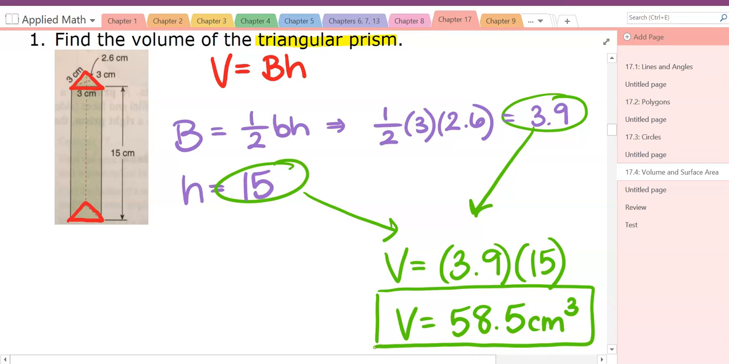Make sure, like I said, that you can differentiate between the height of the base shape and the height of the actual 3D shape, because they're different. If you use the 15 for the height of your triangle, your answer is going to be off. So you want to make sure that you can tell the difference between those two things.